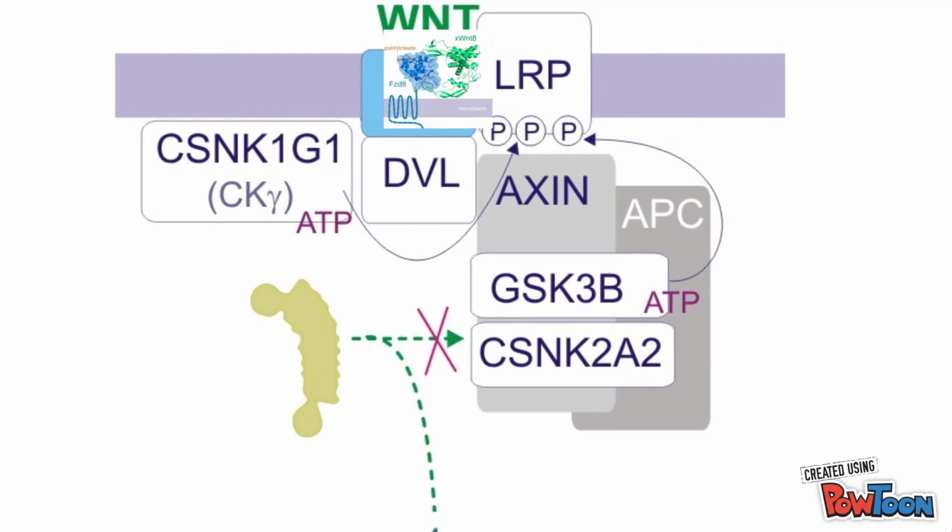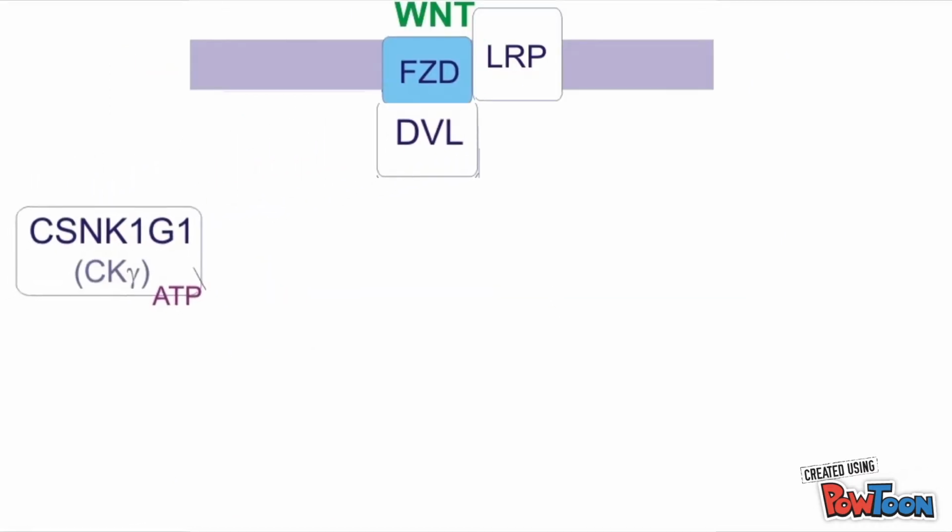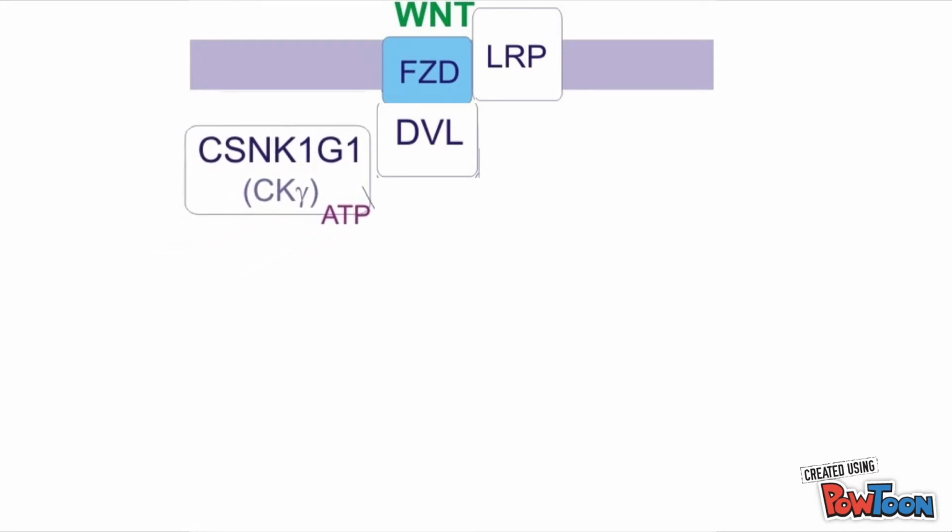Frizzled binds in 2 different ways with Wnt. 1. Via a hydrophobic group which binds to the palmitoyl side chain of Wnt, and 2. Via a chain of hydrophobic amino acids which bind to the index fingers. When Wnt is bound to the receptor, DVL is recruited to the membrane and it activates CSNK1G1, a protein kinase, which results in the phosphorylation of LRP5 and 6. This phosphorylation leads to the recruitment of the destruction complex to the membrane.